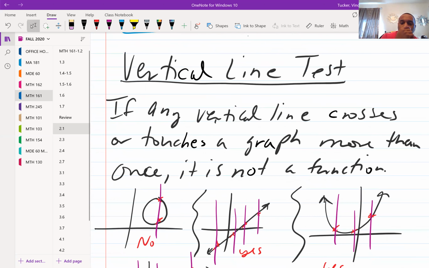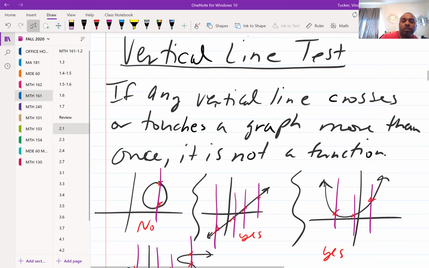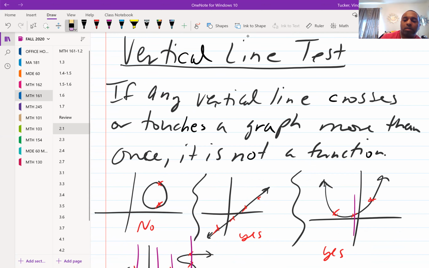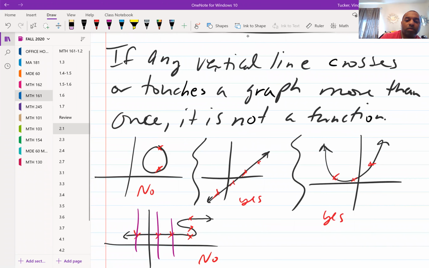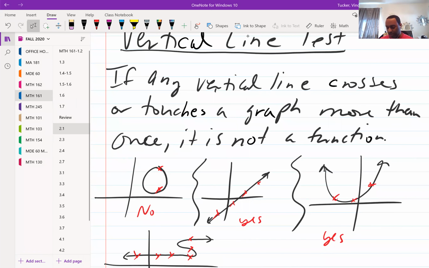So the next one is the vertical line test. If any vertical line crosses or touches a graph more than once, it is not a function. So once again, if a vertical line crosses your graph more than once, then it is not a function.